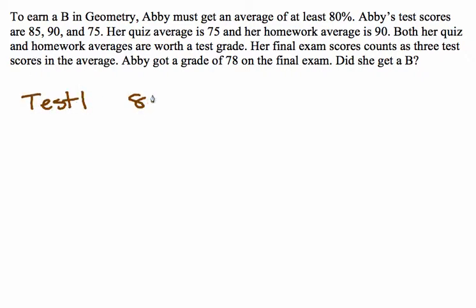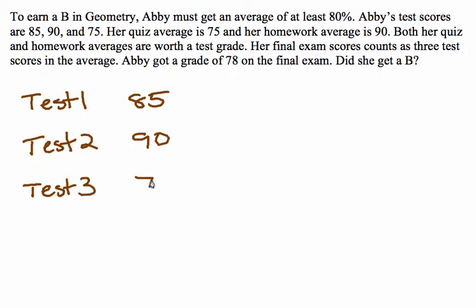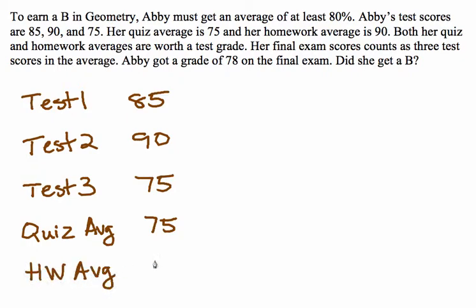Test 1 was an 85. Test 2, she got a 90, and on the third test, she got a 75. Then it says her quiz average is a 75, and her homework average is a 90. Next sentence says both her quiz and homework averages are worth a test grade. What that means is that these 5 scores, the 85, the 90, the 75, and the other 90, are all worth the same amount.